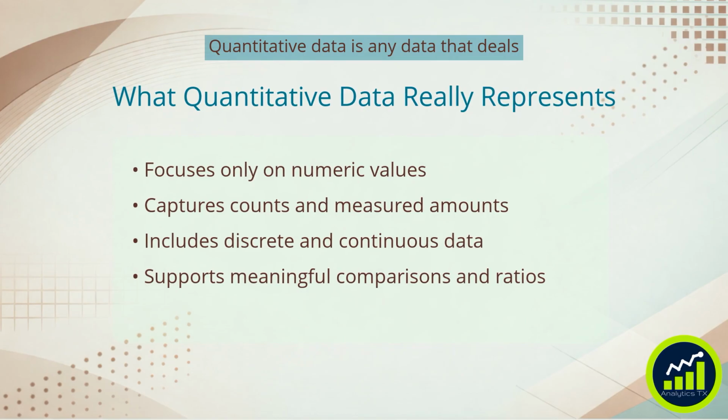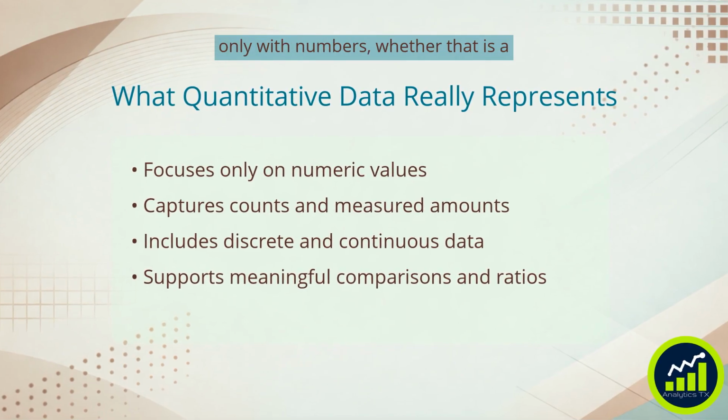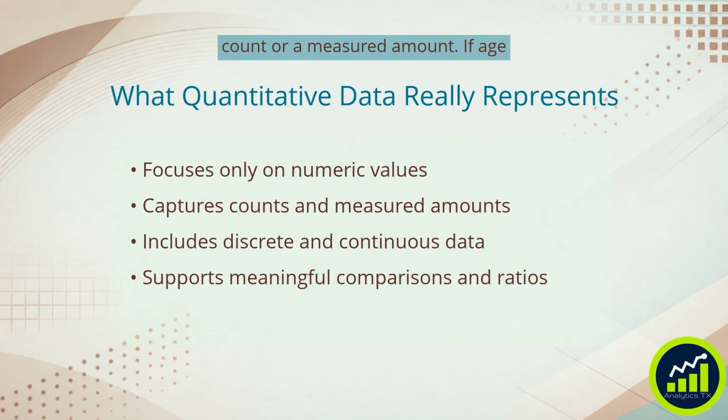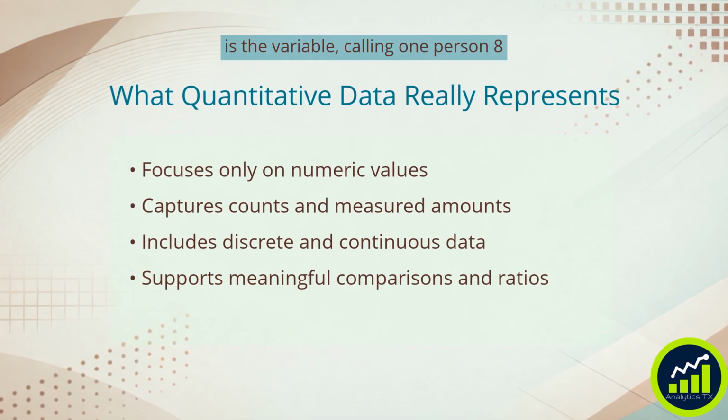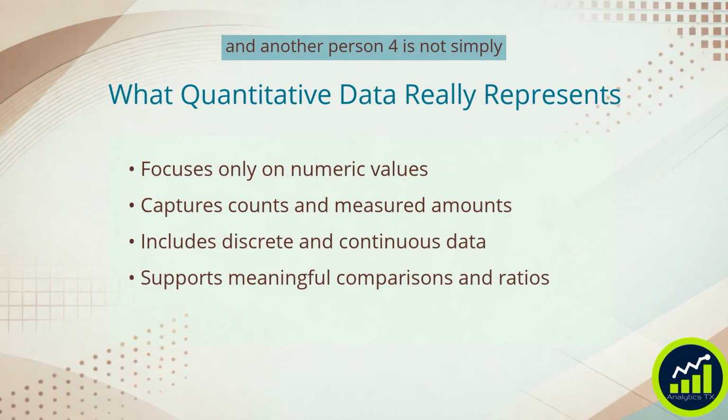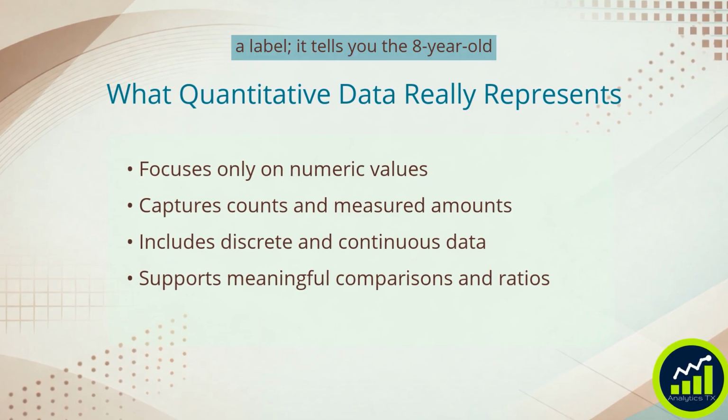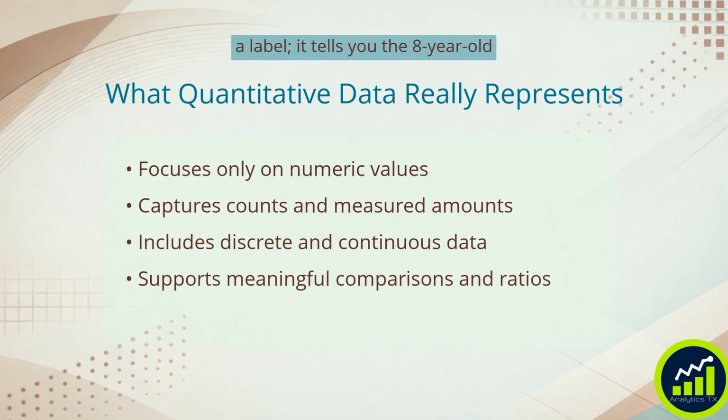Quantitative data is any data that deals only with numbers, whether that is a count or a measured amount. If age is the variable, calling one person 8 and another person 4 is not simply a label, it tells you the 8-year-old is twice the age of the 4-year-old.